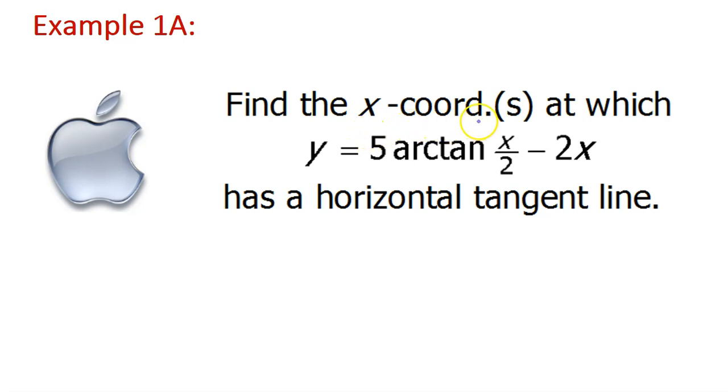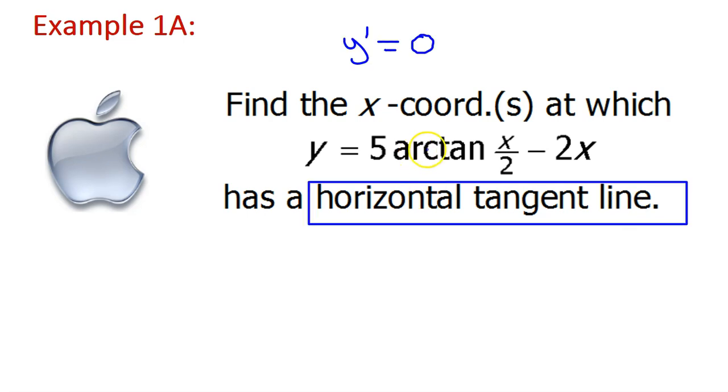Find the x-coordinate or coordinates at which y equals arctangent of x over 2 minus 2x has a horizontal tangent line. Make sure you have this association locked in because it comes up over and over again in AP Calculus. Horizontal tangent line means y prime equals 0.